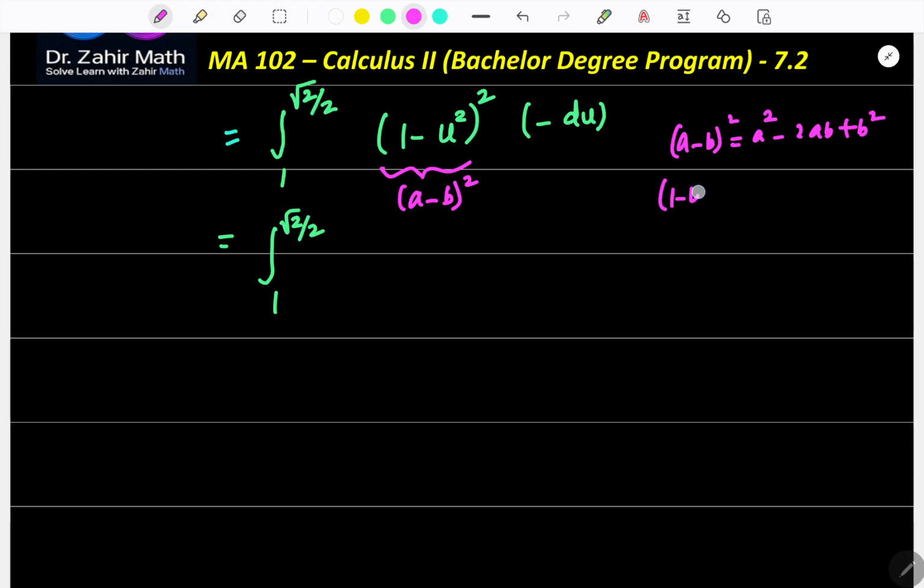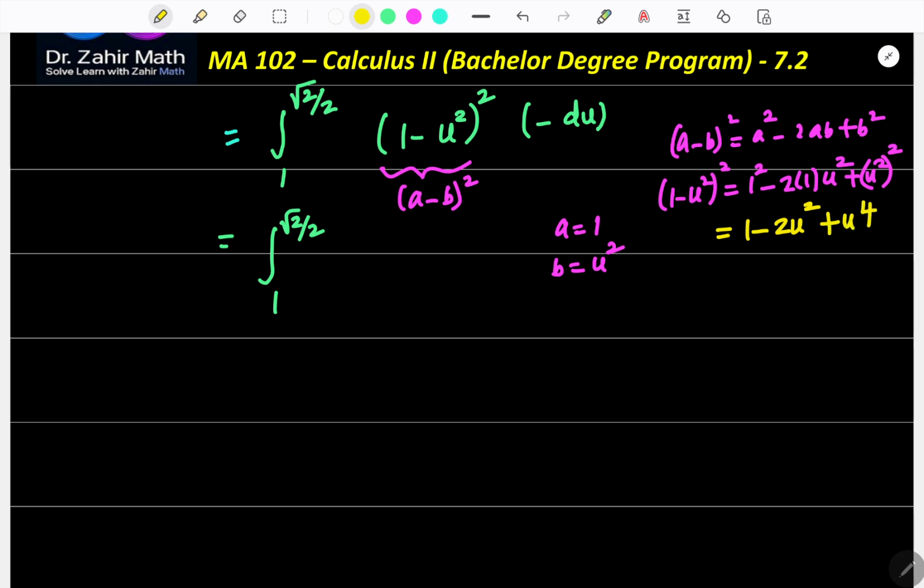So 1 minus u square the whole square is equal to what? In the place of a, it is 1. In the place of b, it is u square. So 1 square minus 2 into 1 into u square, and then plus u square the whole square. Clear, all of you? So this equals 1 minus 2u square plus u power 4. Okay or not?